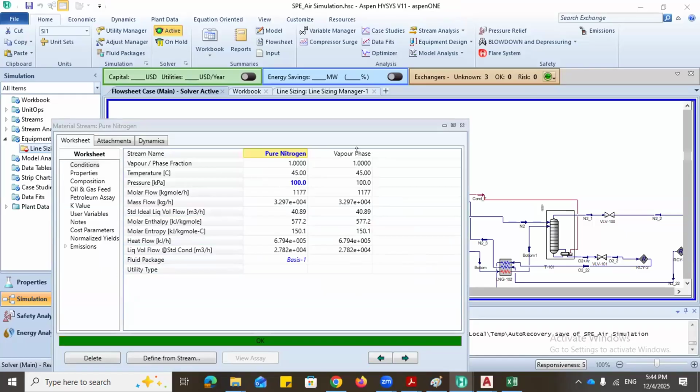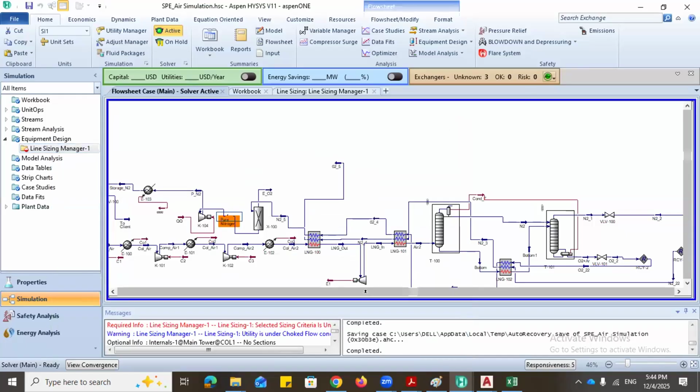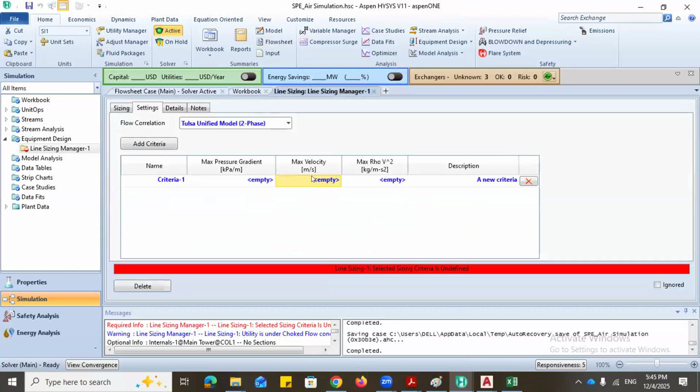Since it is in gaseous state, for gas the maximum velocity should be 60 feet per second, while in meters per second it should be around 15 meters per second. All this is as per code and standard. So let me go back to the line sizing. What I need to do here is specify the velocity. This is meters per second, so I'll put 15. Enter. So it's going to show okay.